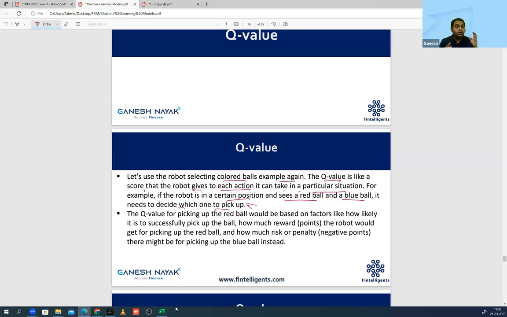For each time it will calculate the Q value. The Q value of picking the red ball will be based on certain factors, basically what the reward is and what it is not. If the robot is successful, suppose I had asked him to pick up a red ball and he picked up the red ball, obviously he'll get a reward point. If he picked up a wrong ball, he'll get a negative point. So basically he will continuously learn and update its Q value information.